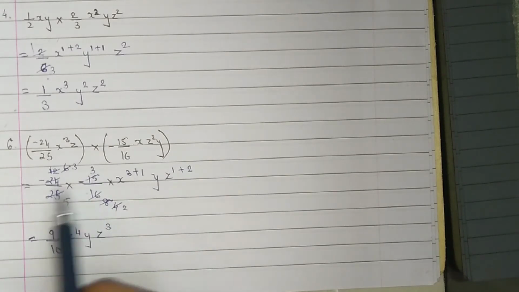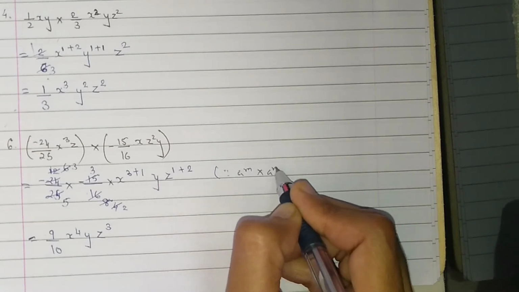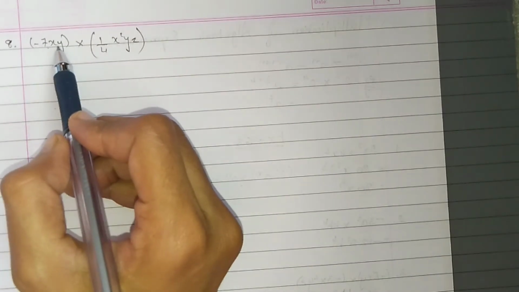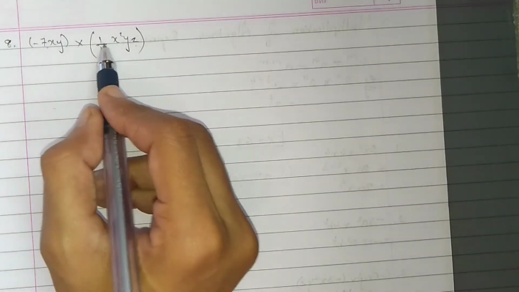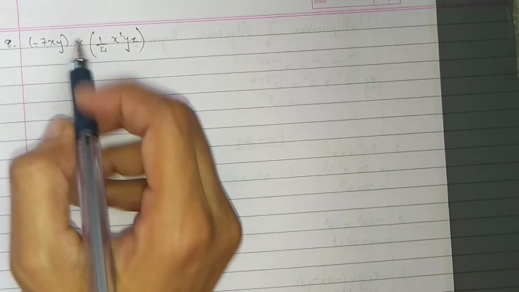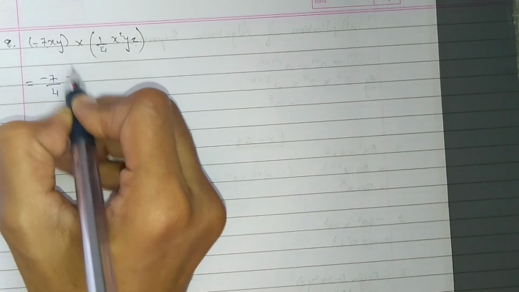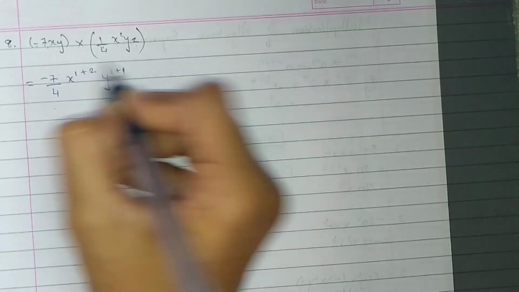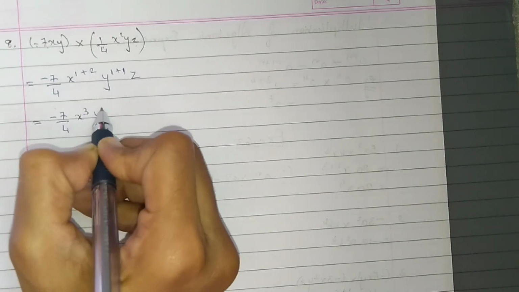We have to first convert this into simplest form. Here I am writing the formula: a raised to m into a raised to n is equal to a raised to m plus n. Now see here, minus 7xy into 1 upon 4x square y z. First of all, these two will multiply. Minus 7 into 1 upon 4 is minus 7 upon 4. Then x 1 and here it is 2, so 3, y raised to 1 and nothing means 1, so 2, and z as it is. So equal to minus 7 upon 4 x cube y raised to 2 z is the answer.